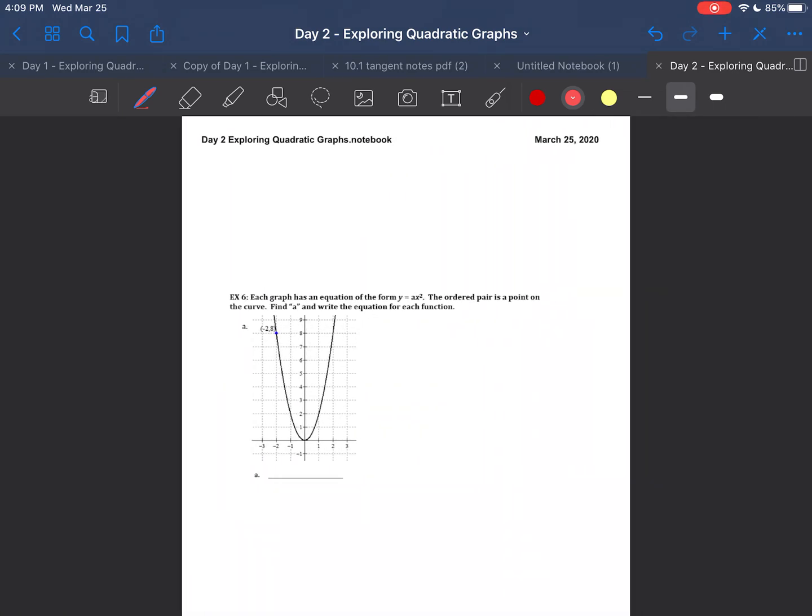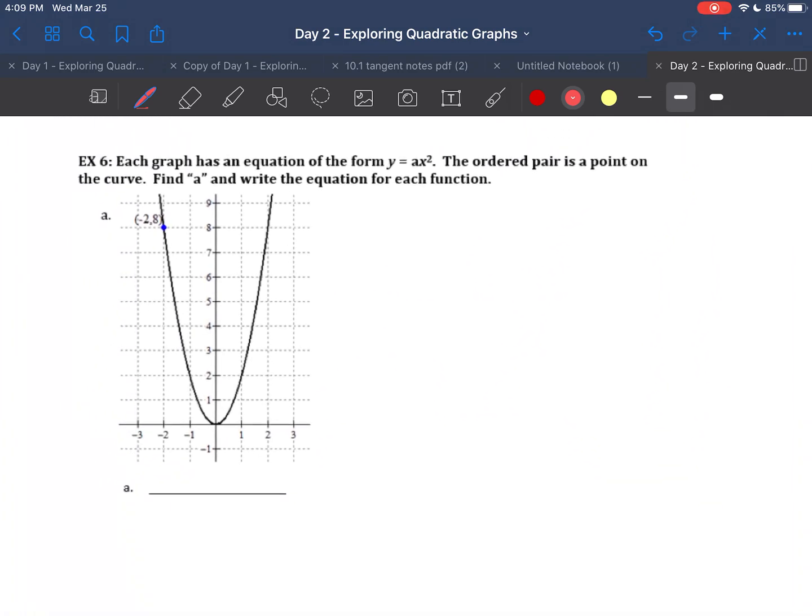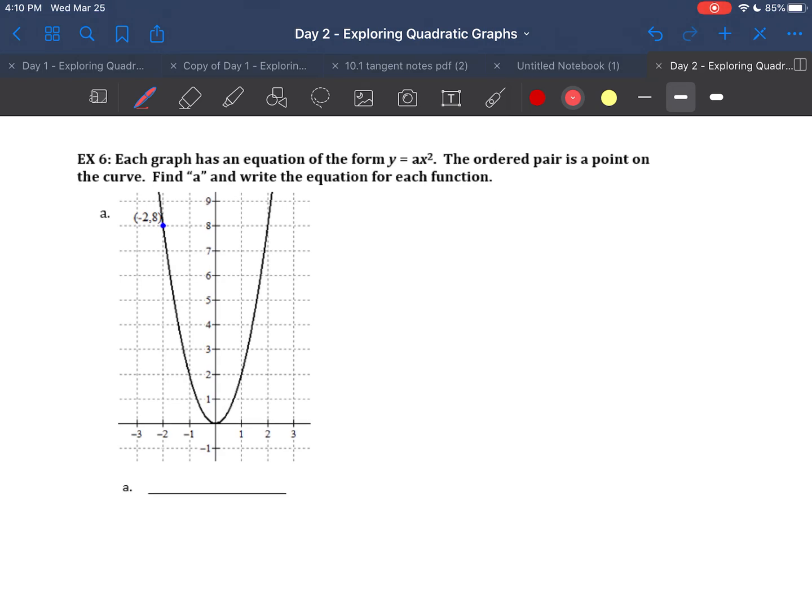Okay, let's move on. We only have a couple more examples. And what we are going to do for these last 2 examples is actually write out the entire equation instead of being provided it. So this one says that each graph has an equation in the form of y equals ax squared. All right, so we're going to write our equations in that format. The ordered pair is a point on the curve. So here's that ordered pair. Find the a value and write the equation for each function.